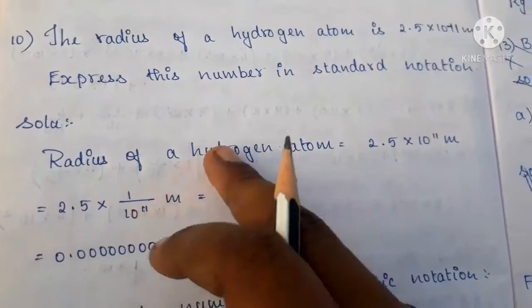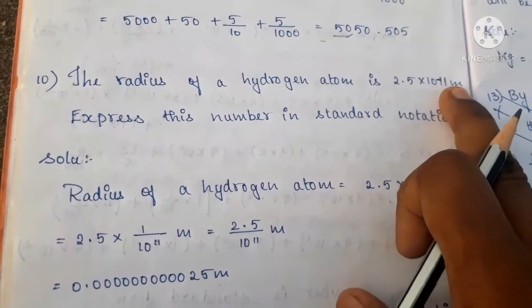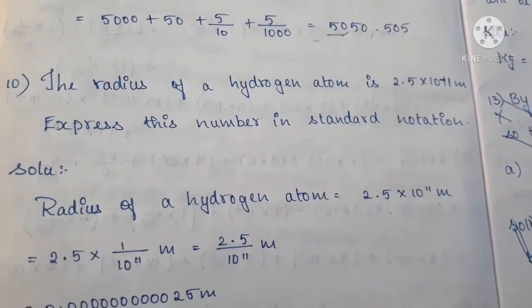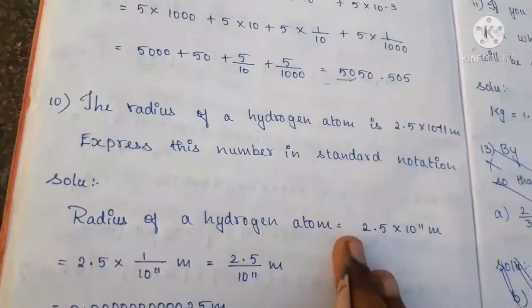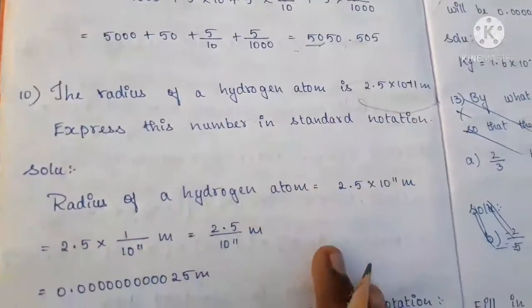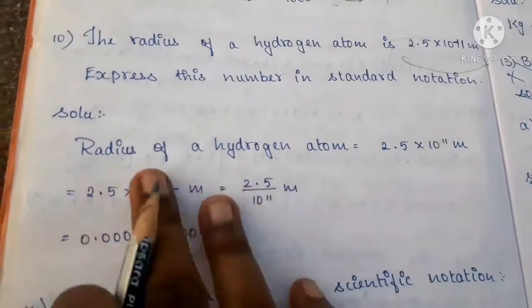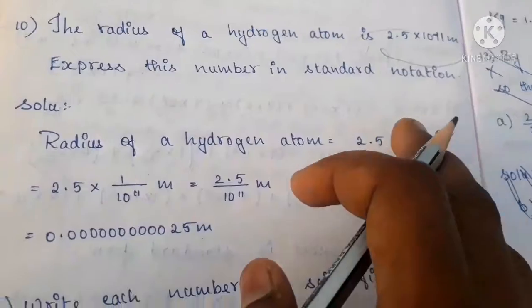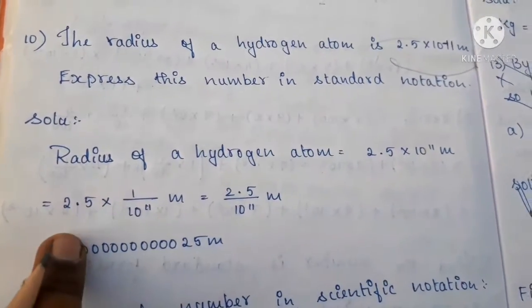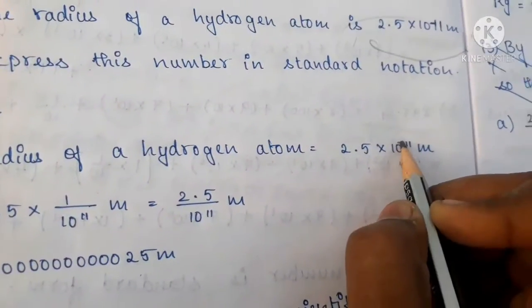10th one. The radius of hydrogen atom is 2.5 into 10 power minus 11 meter. That is, express this in standard notation, they have asked. We have to convert this into standard notation. How to do that? First of all, we should see the radius of the hydrogen atom is 2.5 into 10 power minus 11 meter.